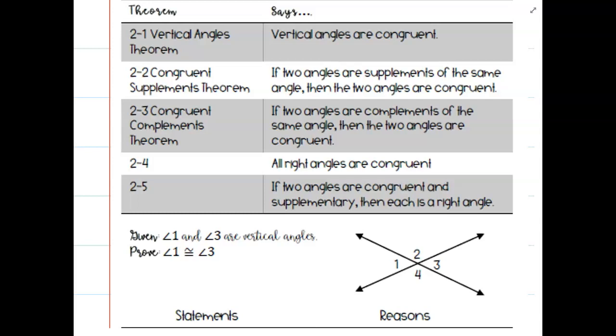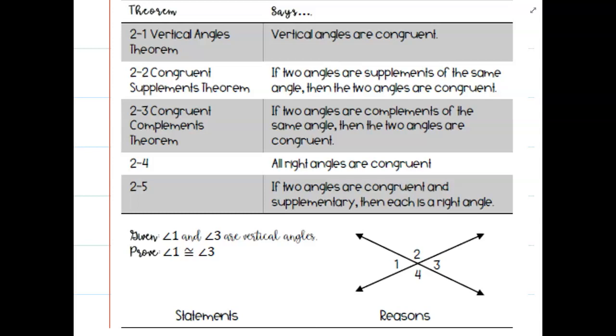Theorem 2.4 is pretty obvious. All right angles are congruent. All right angles are 90 degrees, so they all measure the same, so of course they're congruent. That one would be a pretty easy one to prove. And then theorem 2.5: if 2 angles are congruent and supplementary, so I have 2 angles that measure the same and add to give you a straight line, they have to be right angles. They have to be, okay?